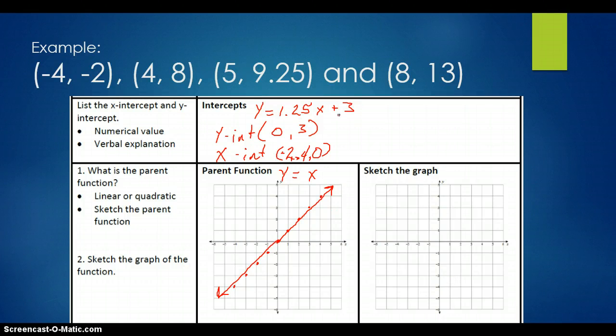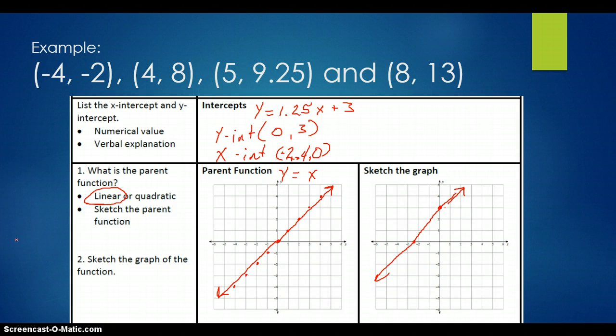The next thing we're going to do is we're going to sketch the actual function. And we know that the intercepts are 3 and negative 2.4. And so all I really need to do is connect those 2 points, draw my line, put the arrows on the end. And I've sketched the graph, and I've also found the parent function. And we know that this parent function is linear.